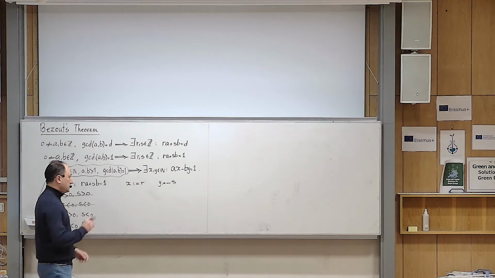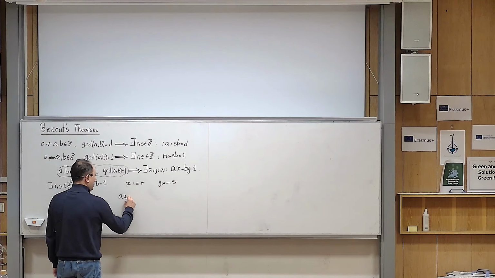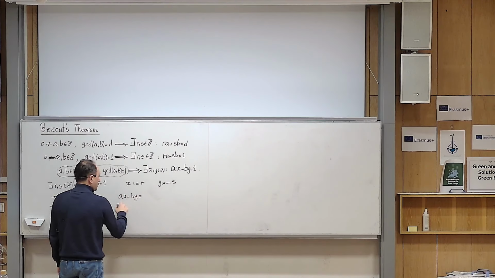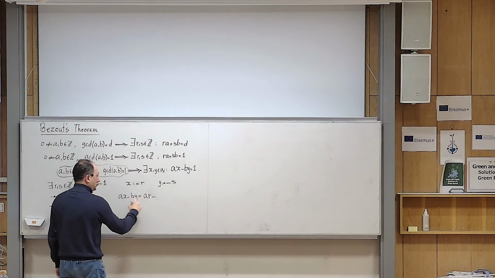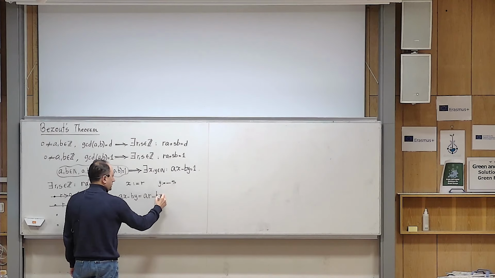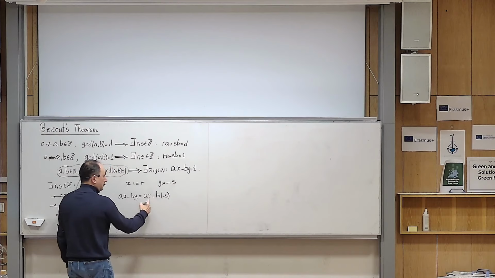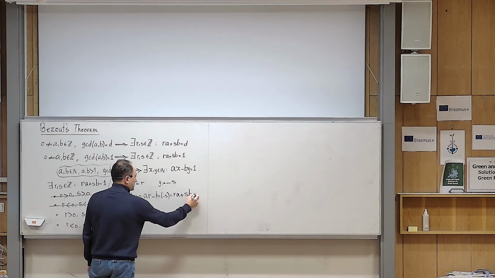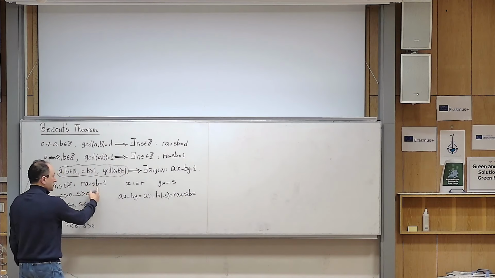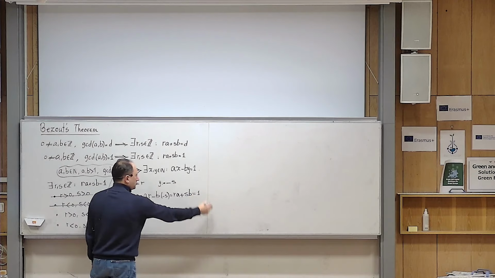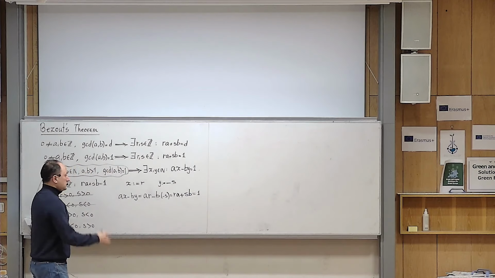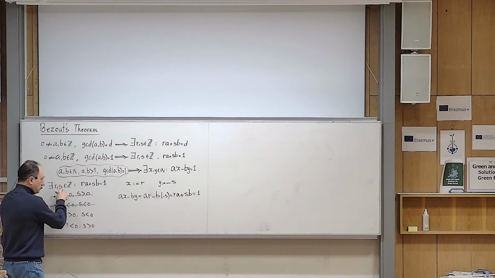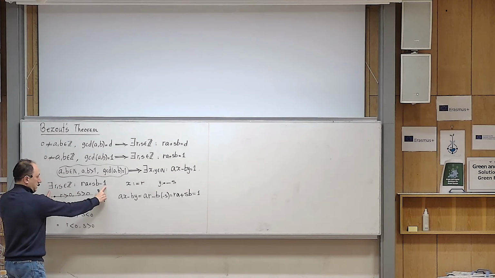On the other hand, let me now calculate AX minus BY. So it becomes A, instead of X I put R, minus B, instead of Y I put minus S. And then this is RA plus SB. And if I ask you what this is, RA plus SB, which is 1. So we are done. So it means that this is happening.